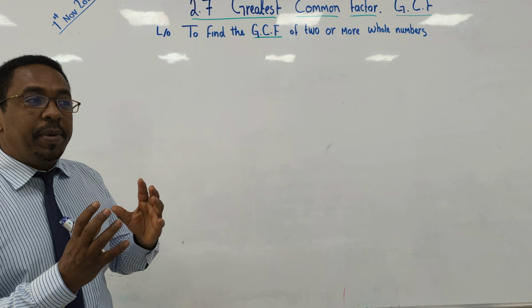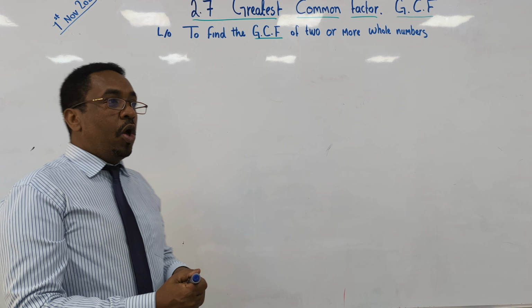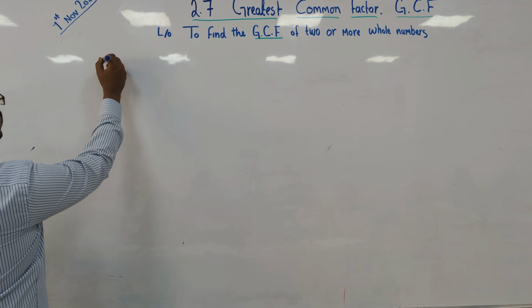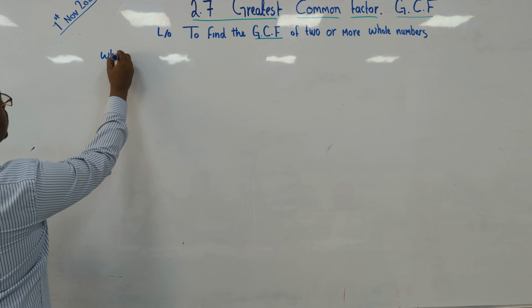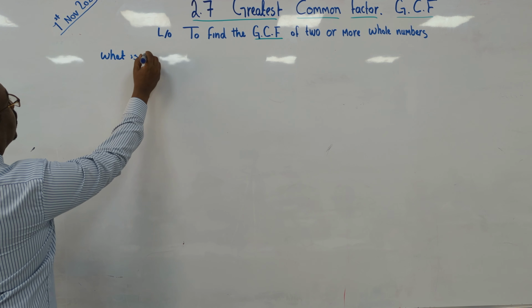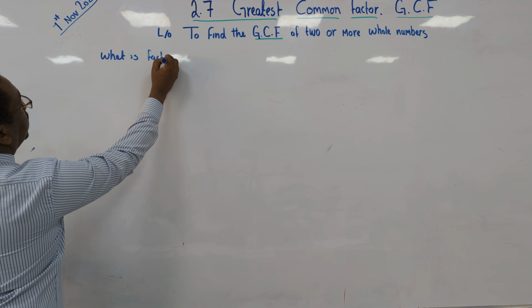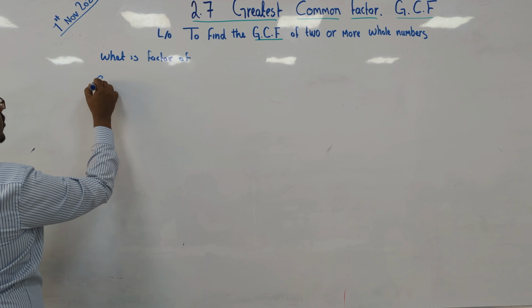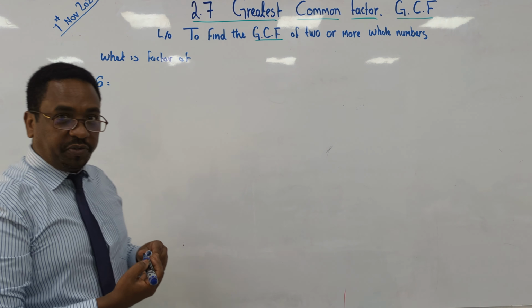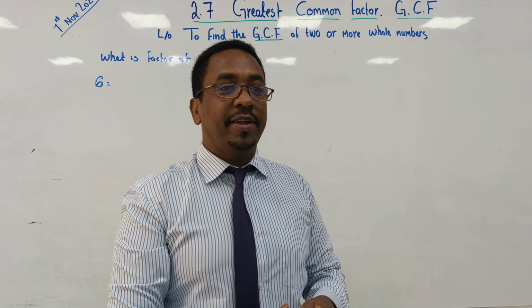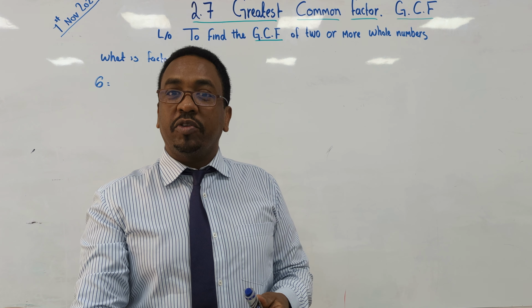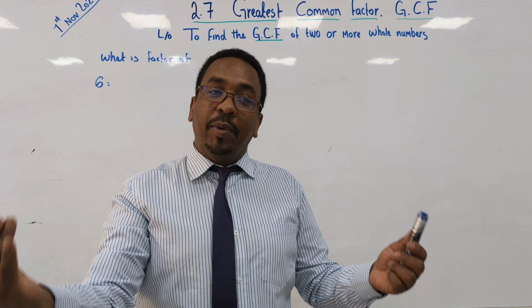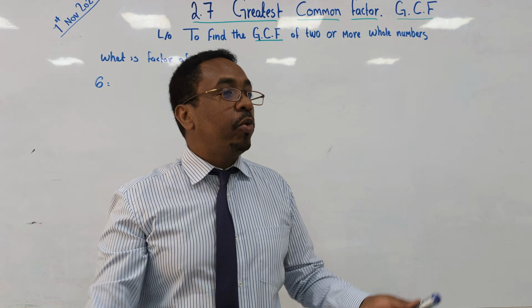When we find a factor, what is a factor? For example, what are the factors of 6? Who can give me the factors of 6? 2 and 3, because if you multiply 2 and 3, they will give you 6. What else is a factor of 6? 1 and 6. So we already have the factors of 6.